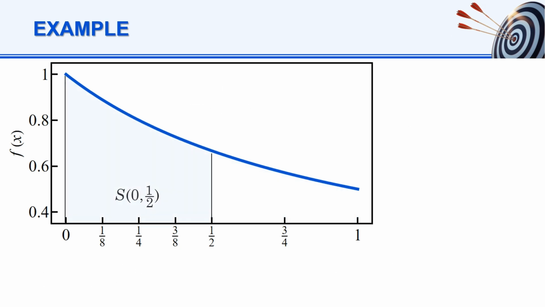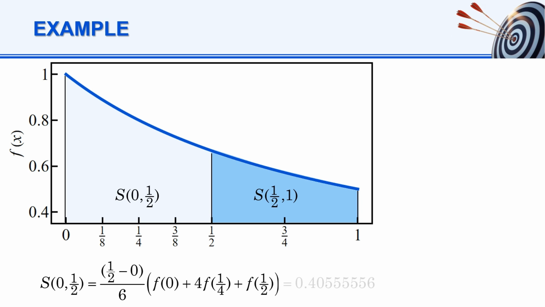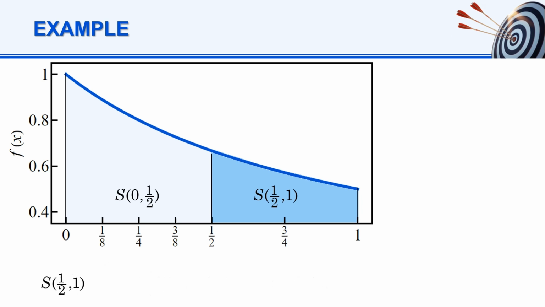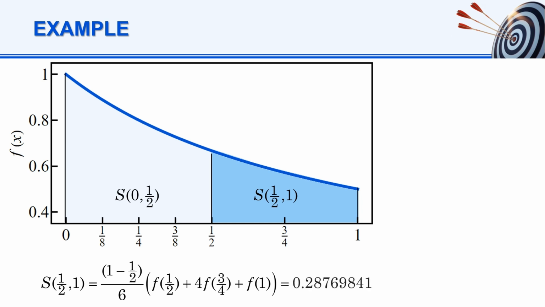Next, we divide the interval into two subregions. Applying Simpson's rule to the first subregion from 0 to 1/2, we obtain 0.40555556. Applying Simpson's rule to the integral over region from 1/2 to 1, we get 0.28769841.